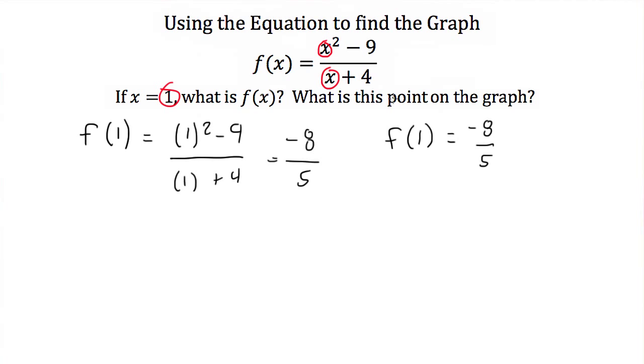What point is this on the graph? Well, remember that f of x is equal to y. And that means y is equal to negative 8/5 when x is 1. So we have the point 1, negative 8/5.